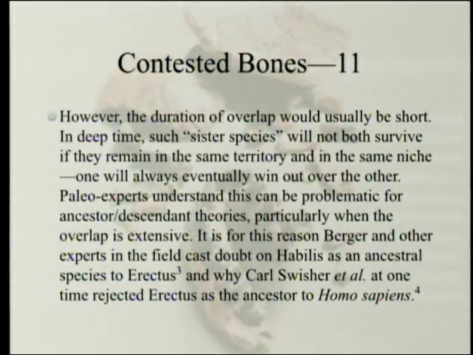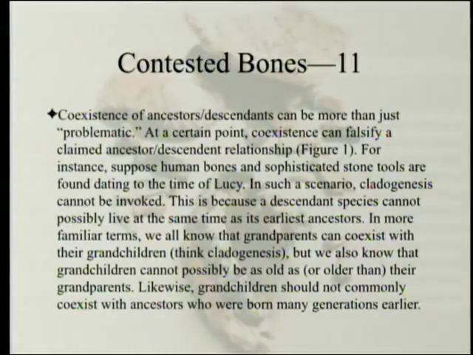However, the duration of overlap would usually be short. In deep time, such sister species will not both survive if they remain in the same territory and in the same niche. One will always eventually win out over the other, unless you have a zoo. Paleo experts understand this can be problematic for ancestor-descendant theories, particularly when the overlap is extensive. It is for this reason Berger and other experts in the field cast doubt on Habilis as an ancestral species to Erectus, and why Carl Swisher et al. at one time rejected Erectus as the ancestor to Homo sapiens. They were both in the same place at the same time.